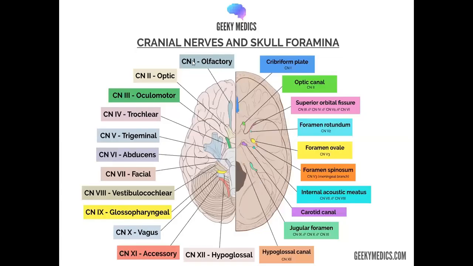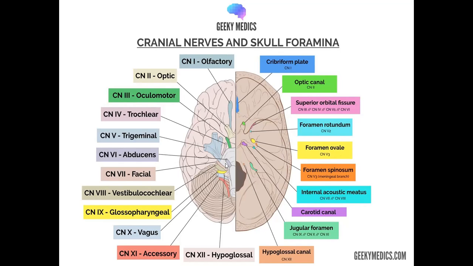Let's see the cranial nerves. The olfactory nerve, cranial nerve 1, passes through the cribriform plate. The optic nerve passes through the optic canal. The oculomotor, trochlear, first part of the trigeminal nerve, and abducent nerve, all four, are in the superior orbital fissure. Part 2 of the trigeminal nerve, the maxillary division, is in the foramen rotundum. Part 3 is in the foramen ovale.